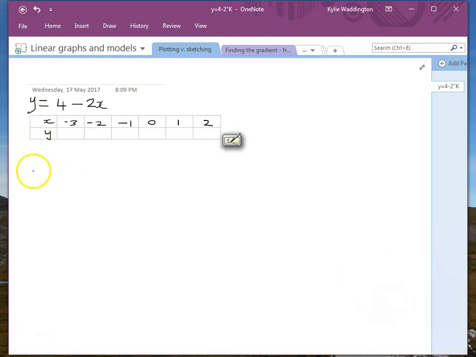Okay, as mentioned in class the other day, the difference between plotting and sketching is the amount of detail that you put into your graph. So for plotting, we would consider the equation y equals 4 minus 2x, and we would have to work out each of the coordinates for y. So we substitute the values of x in, and we end up with our new values.